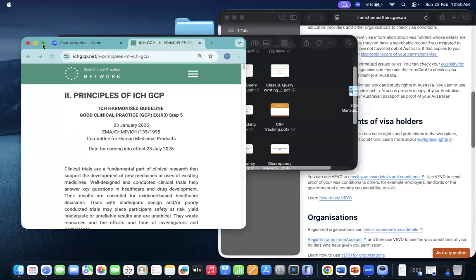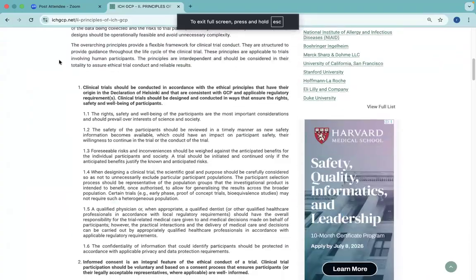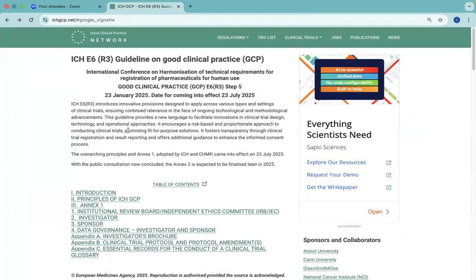Okay, so let me share my screen again. Yeah, you all can see. So here, this is a website that I'm coming to again. That is icgcp dot. You all can see my screen again, right? Yeah.